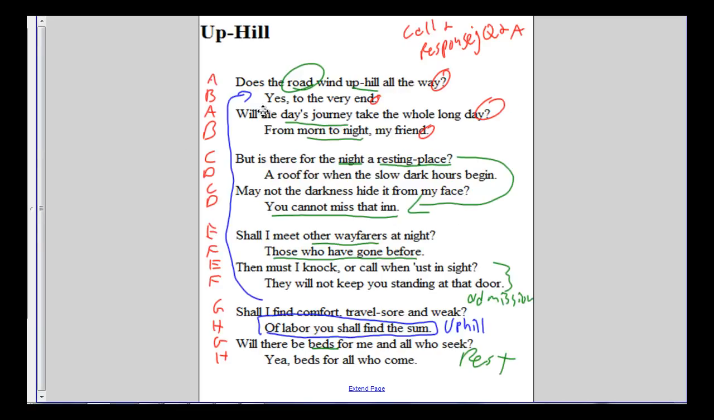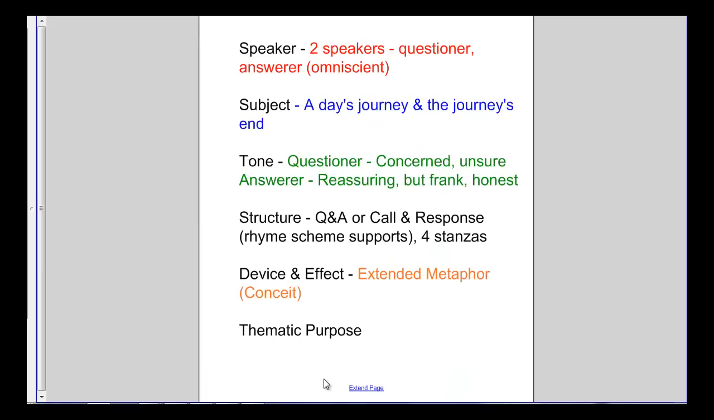If we look at this, ultimately, if there's one major device that's being used here, it's this image of the road. The road winds uphill. It ends in a resting place, an inn. So really we have the road and this inn in which there's comfort for everybody, beds for everyone who shows up. There's a roof there. What do we call that metaphor that works its way through the entire piece? This device is called an extended metaphor, or conceit.